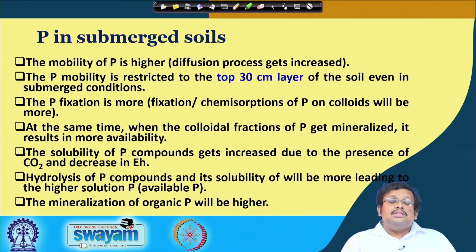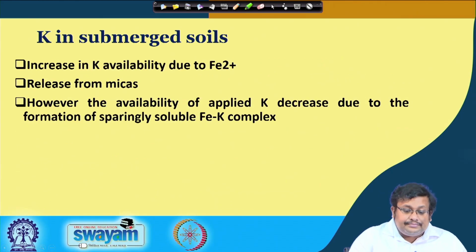So, hydrolysis of phosphorus compounds and its solubility will be more, leading to higher solution of phosphorus. As a result of that, and also the mineralization of organic P will be higher. As a result of all these processes, the phosphorus availability in submerged soil is relatively higher than that of oxic soil or aerobic soil. So, in case of submerged soil, the phosphorus availability generally increases.